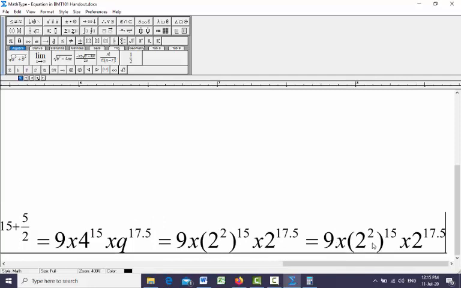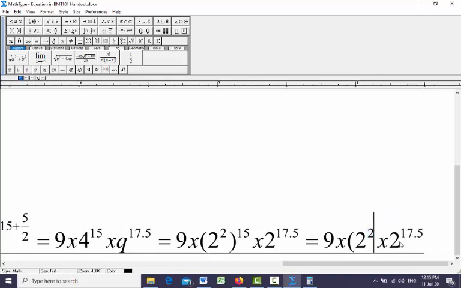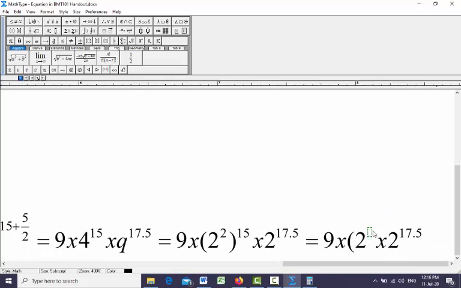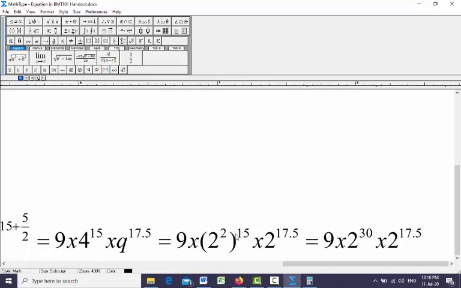Right, so now what we will have is 2 square. Here, as I said before, this is 2 power 2, there is a bracket here, also power 15. So this power 15 and this power 2 will get multiplied by each other. 15 multiplied by 2 is 30, so 2 to the power 30.